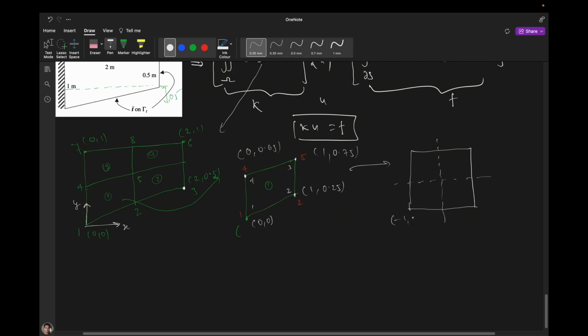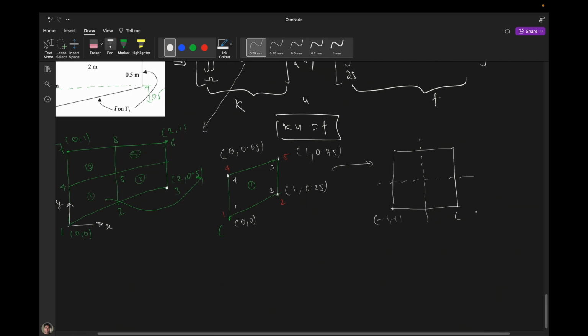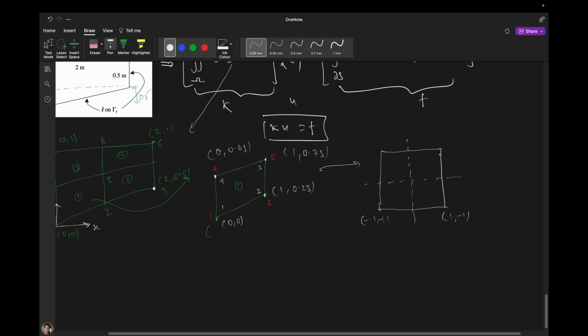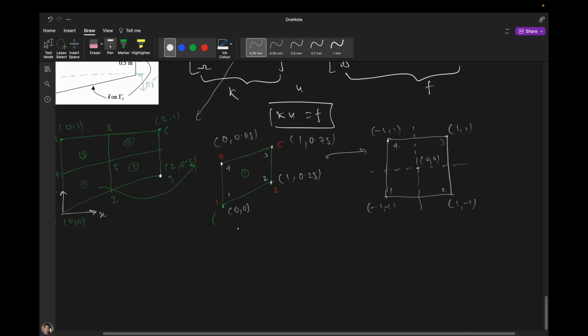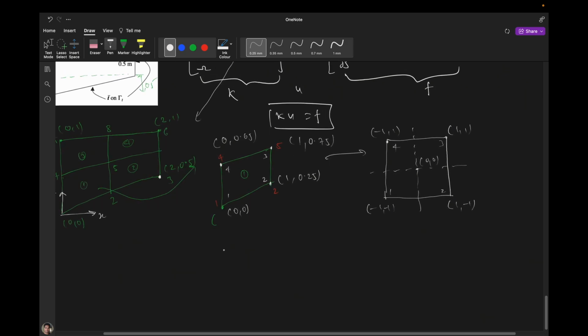So this will be -1 to 1, so -1, -1, and this will be 1, -1, this will be 1, 1, and this will be -1, 1, and here it will be the origin. Okay, so based on this, nodes 1, 2, 3 and 4. So based on this we have to write x equal to x1 n1 plus x2 n2 plus x3 n3 plus x4 n4.